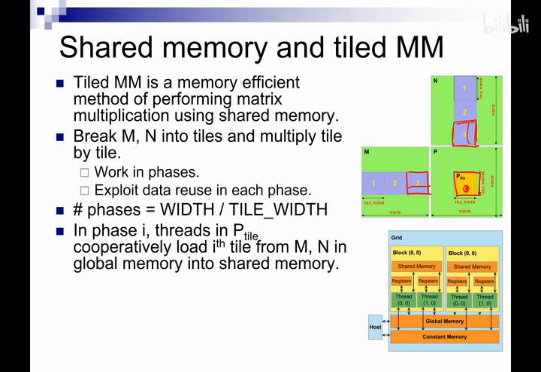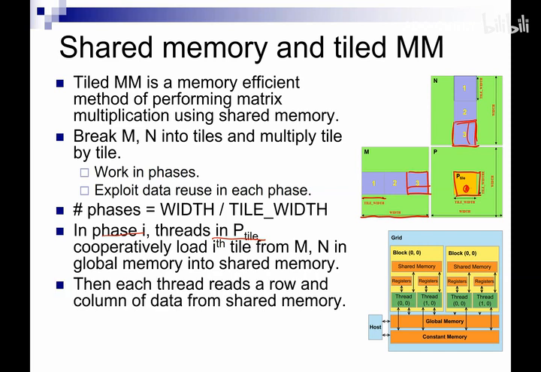So the number of phases that we have is whatever the width of the matrix is, divided by the tile width. In phase i, the threads in this yellow tile here are going to cooperate in loading the data from the ith tile from the global memory into the shared memory. In order to access this data, this thread needs this data and this data. Now these two things are sitting in shared memory, so this thread can access that data very quickly.